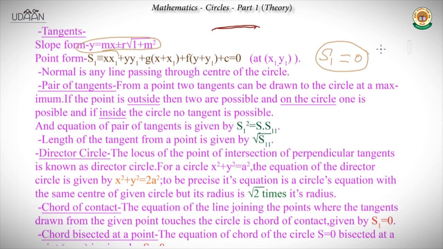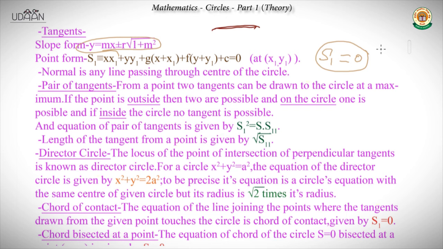Now, pair of tangents. If you take any point, a maximum of 2 tangents can be drawn. So how? If this is the circle and the point is outside the circle, then 2 tangents can be drawn in this way. If it is on the circle, 1 tangent. Inside the circle, no tangents can be drawn.